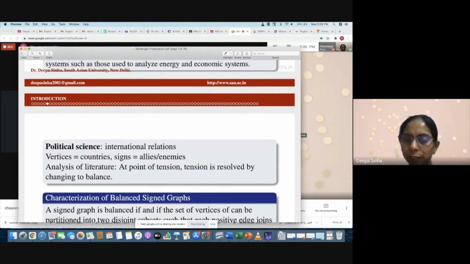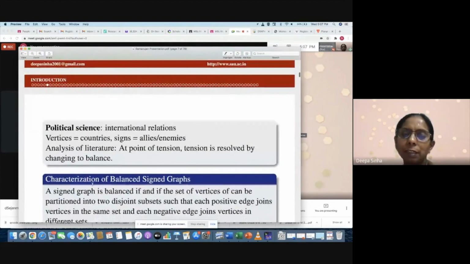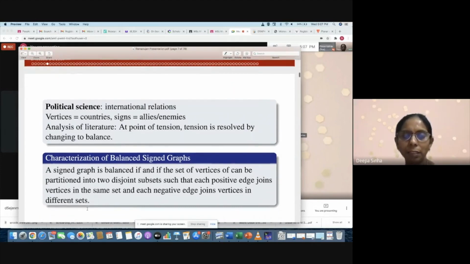At the point of analysis, tension is resolved by changing it to balance. That is, if the signed graph is unbalanced, that is some of the cycles are negative, then you can make it balanced by changing a few of the relationships from negative to positive or positive to negative, so that every cycle becomes positive, and when all the cycles are positive, then it becomes a balanced signed graph.